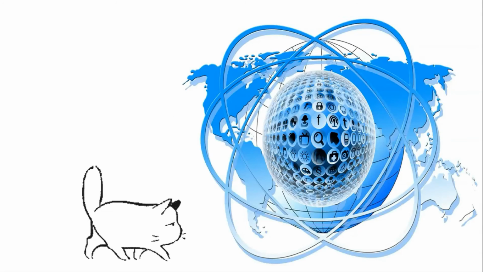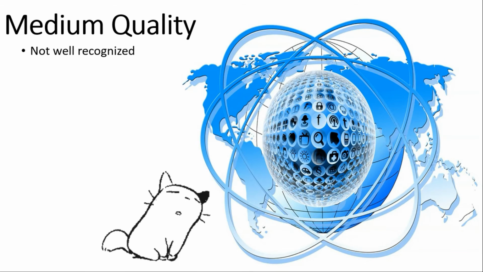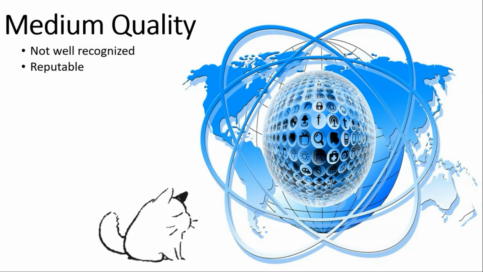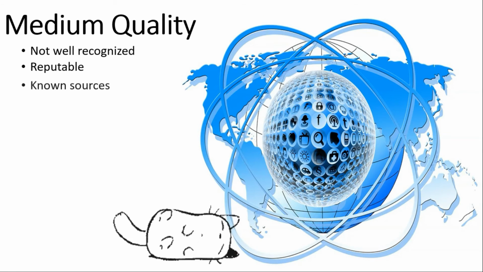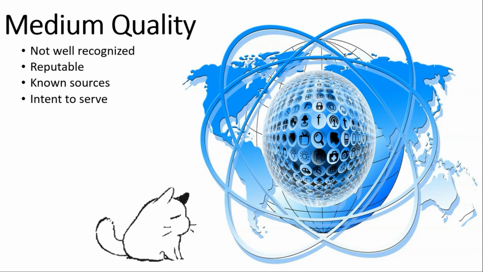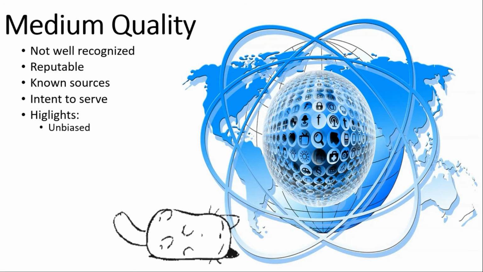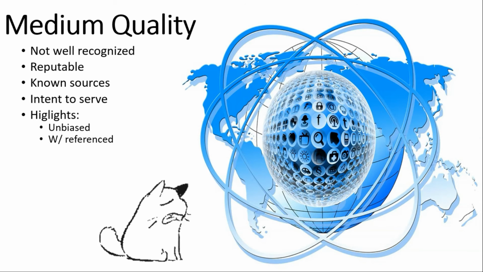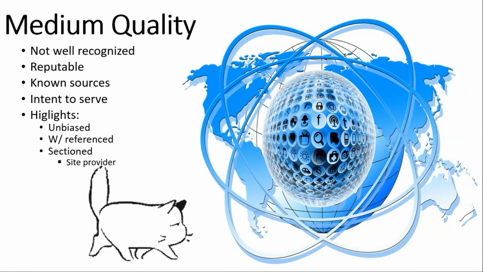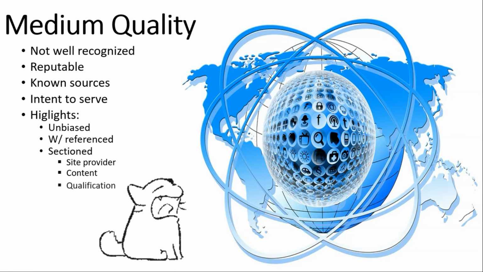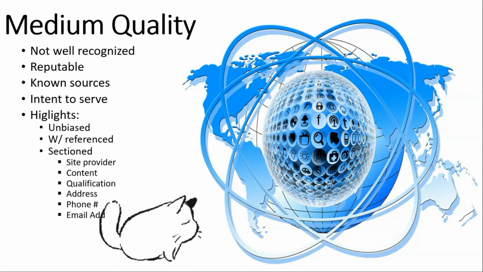Next is our medium quality sites. Medium quality sites are not well recognized but are reputable. When we say reputable, they have a good reputation. They use known sources and their intent is to serve. Highlights include the following: unbiased and with references, wherein these references are sectioned into site provider, content, qualification, address, phone number, and your email address.